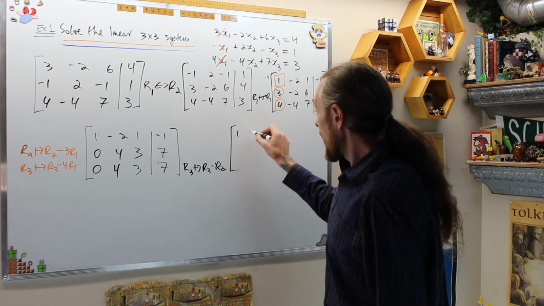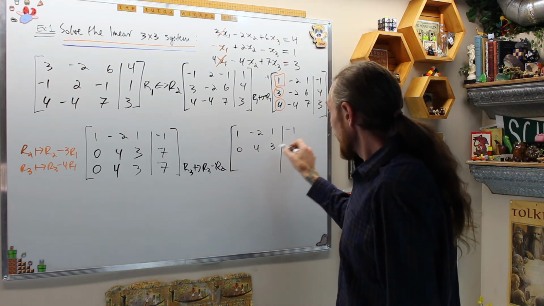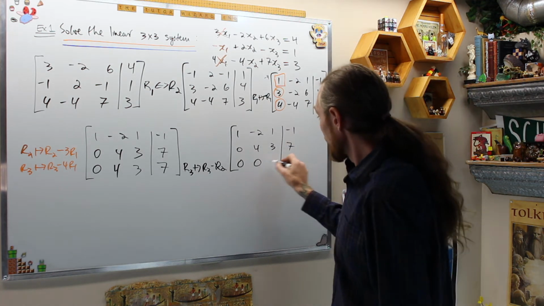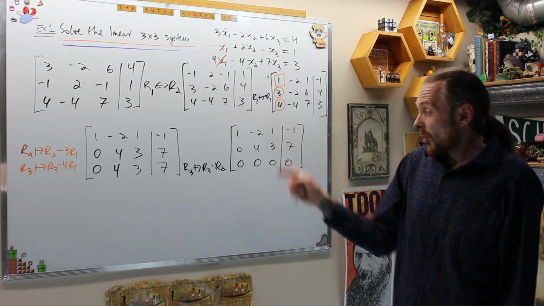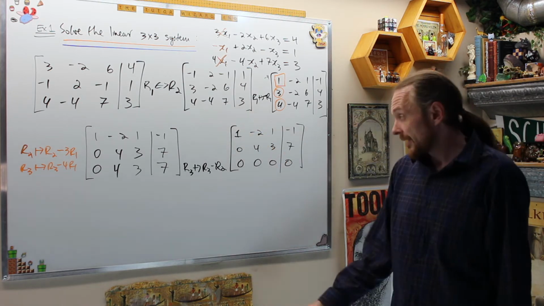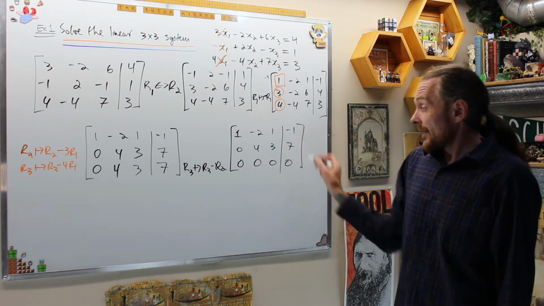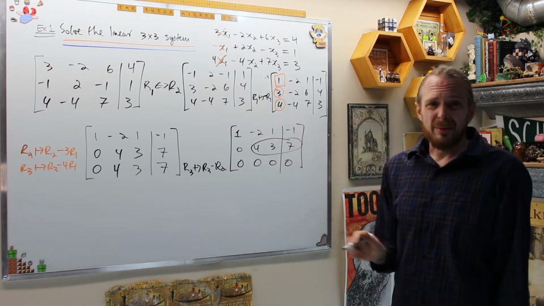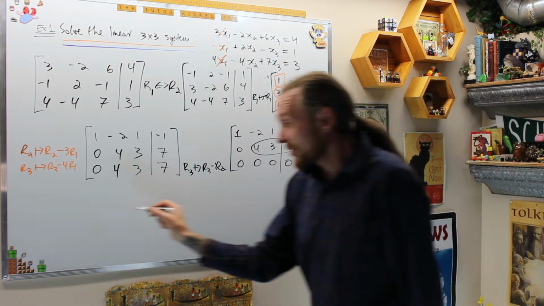And we get 1, -2, 1, -1, 0, 4, 3, 7, 0, 0, 0, 0. If you want, we can do one more row operation and get this a leading 1, which I like. But either way, we're going to solve now for our equations. What does this say? Remember, this is a simpler system after we augment. What that means is you can write those equations out again.